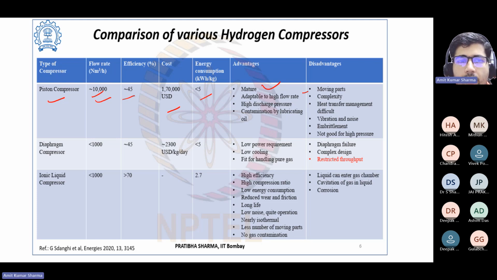Contamination by lubricating oil is actually not an advantage, it should be a disadvantage. It should come here. Disadvantages: moving parts, complexity, heat transfer management is difficult, not good for high pressure, and vibration, noise, and embrittlement.